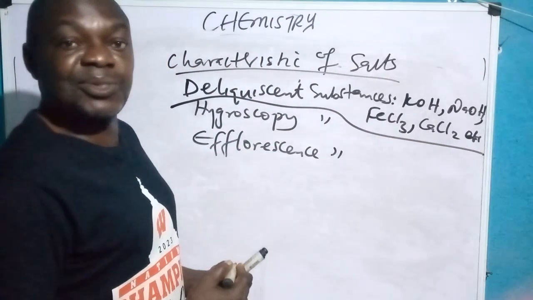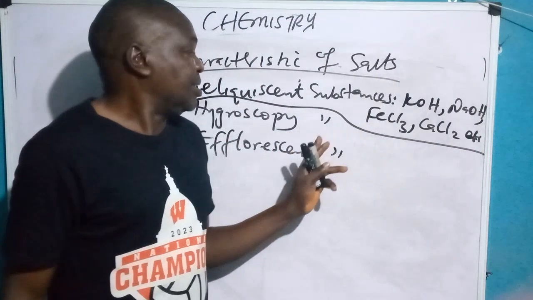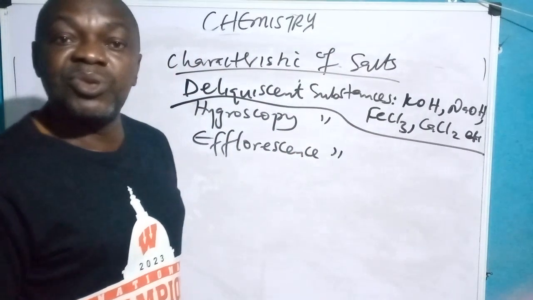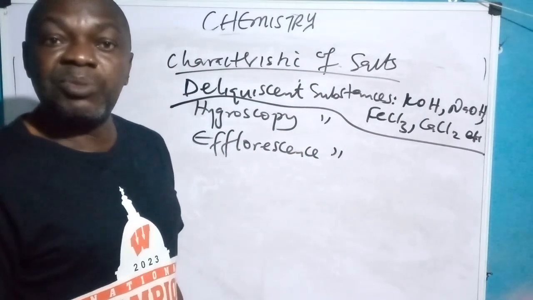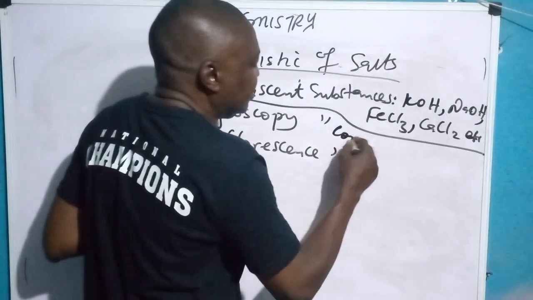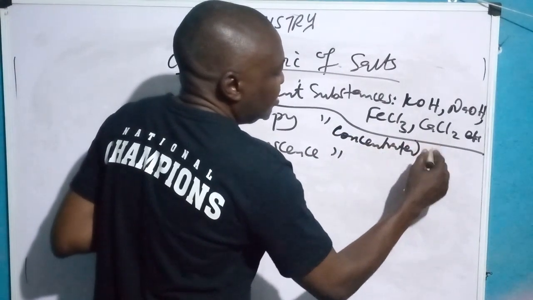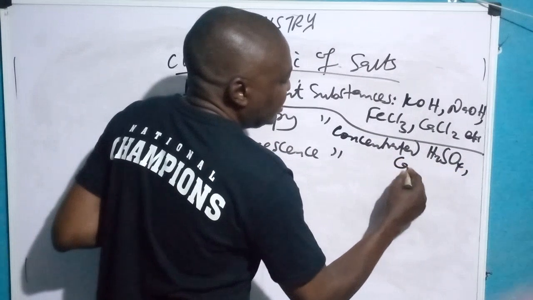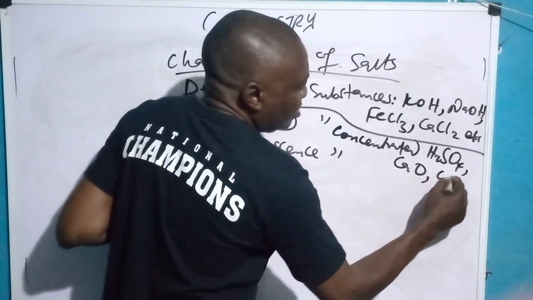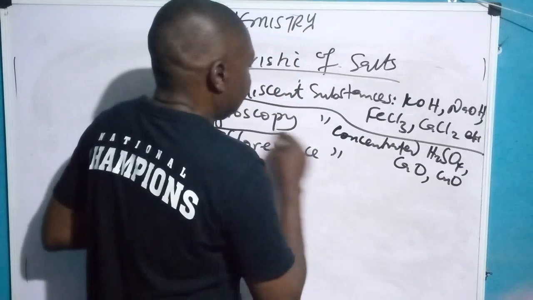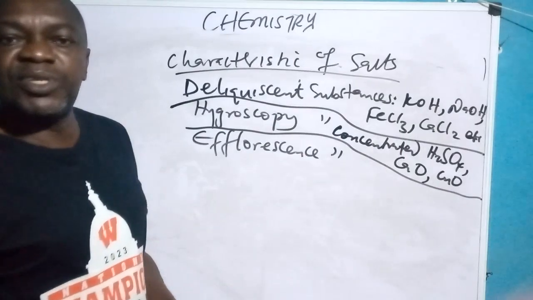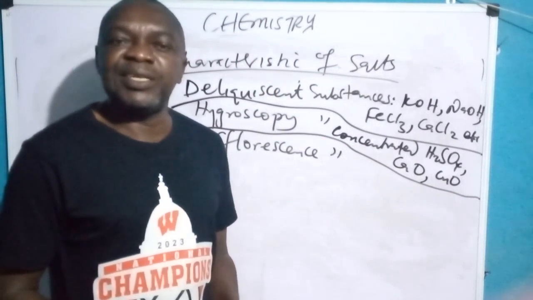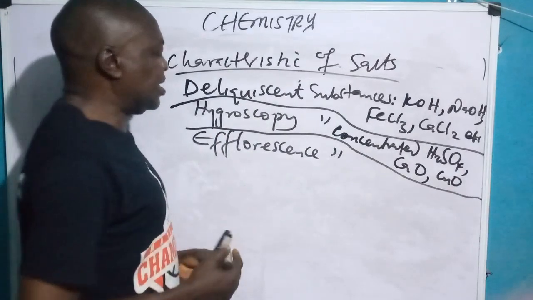The second on the line is hygroscopic. Just like deliquescent substances, hygroscopic substances also absorb water from the atmosphere or from the environment, but do not dissolve in it to form solution. Instead, they become wet. Examples are concentrated tetraoxosulfate(VI) acid, calcium oxide, copper(II) oxide, etc. Because they do not dissolve in it to form solution, rather they become wet, they are very useful as drying agents.